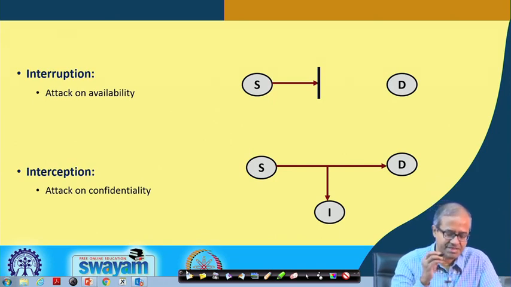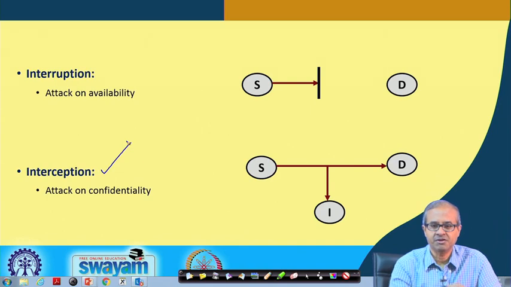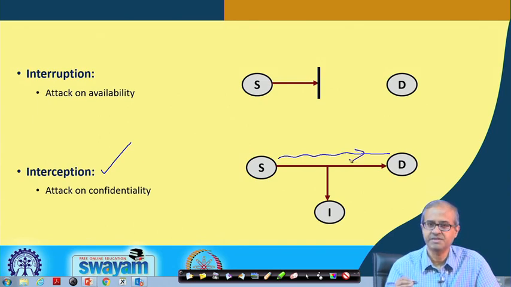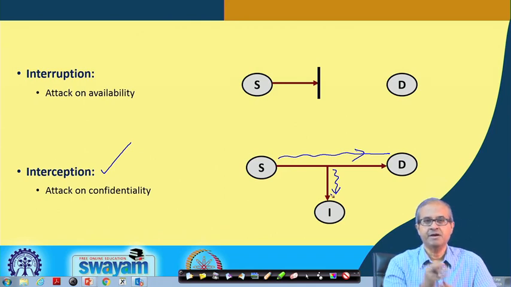Okay. The second one is interception. Well, interception means that source is sending some data to a destination, fine. There is an intruder in the middle silently listening to what is going on. So, whatever I am sending to you, some messages, some intruder is also reading those messages, right. Now, how is it happening?